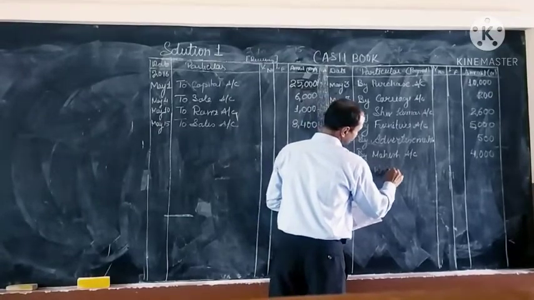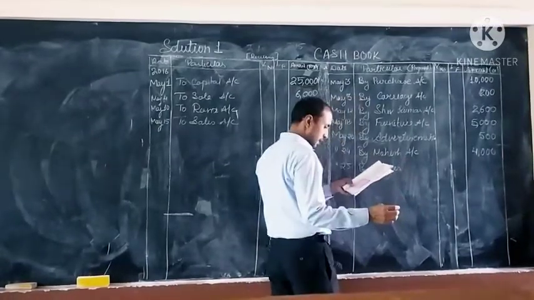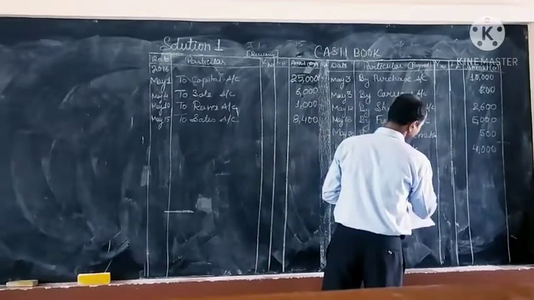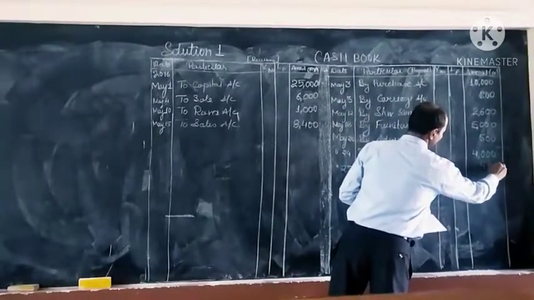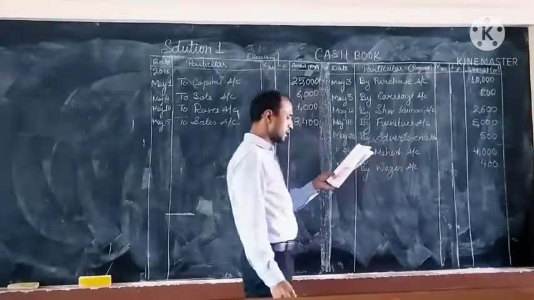By wages, wages account. And how much? 400. 400. Very good. Now next, received commission.